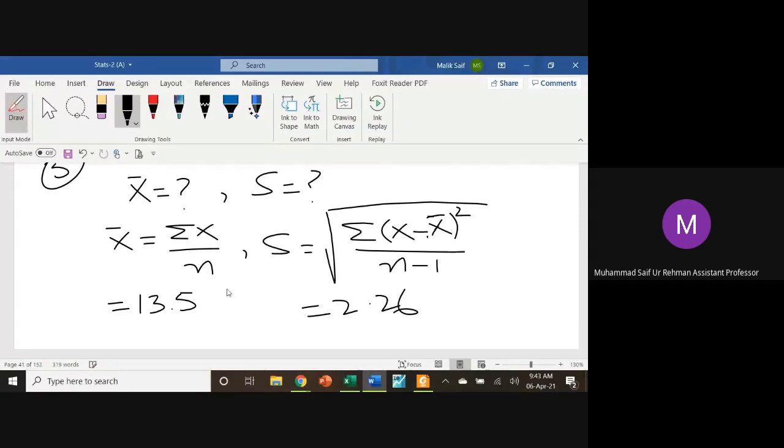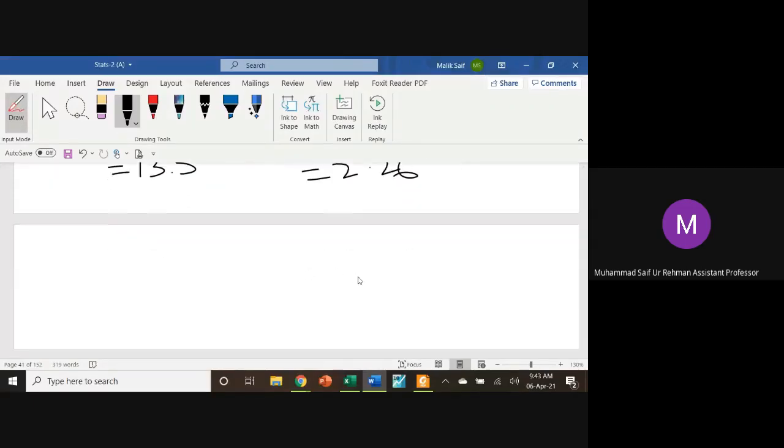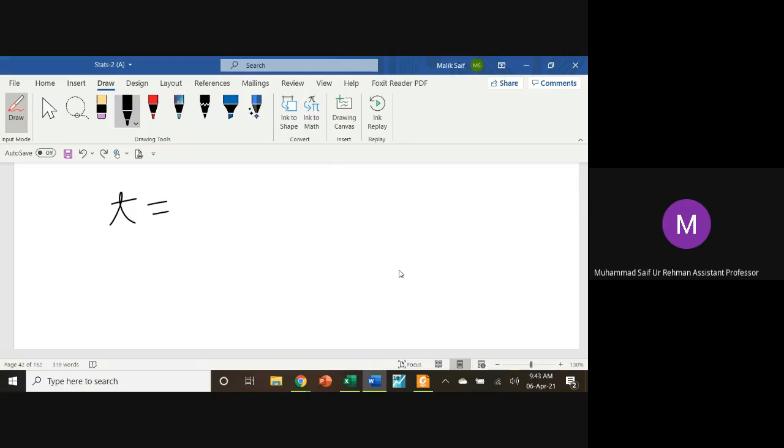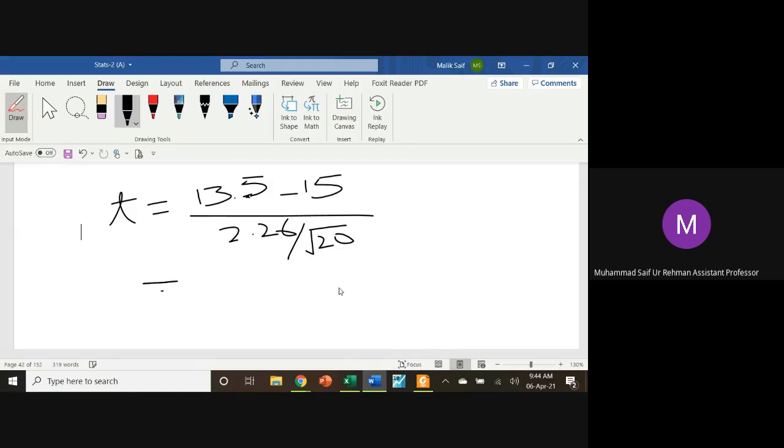So now these two values are there, and now you can substitute these values in the formula. The formula is x bar. What is x bar? We have found 13.5. 13.5 minus what was the average? 15, mu. This was mu, divided by 2.26, we have just found, divided by square root n, means 20. So please give me the answer.